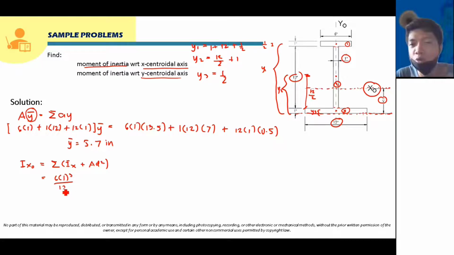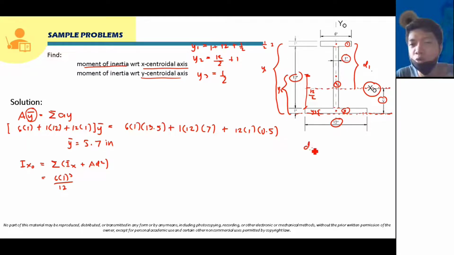And then, class, I think we need to add a transfer term here, because obviously the centroid of this area doesn't coincide with our reference axis x sub o. So we need to determine this distance. Let's say this is distance 1. Class, what is this distance 1? How can we determine this? Can you tell me what this distance 1 will be, class?